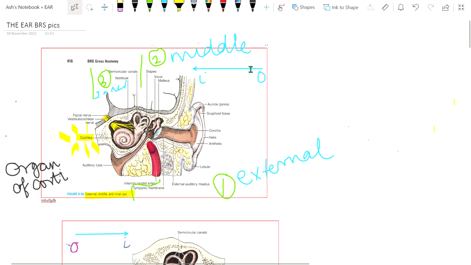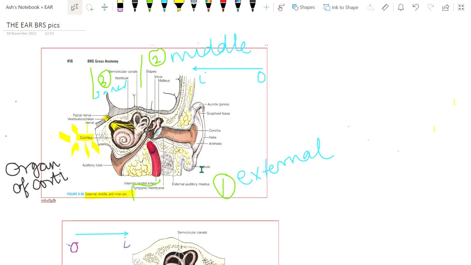Hello everyone. Today we are going to see BRS gross anatomy, ear pictures, and some of the explanations. The ear, as you all know, is an organ that helps with hearing.